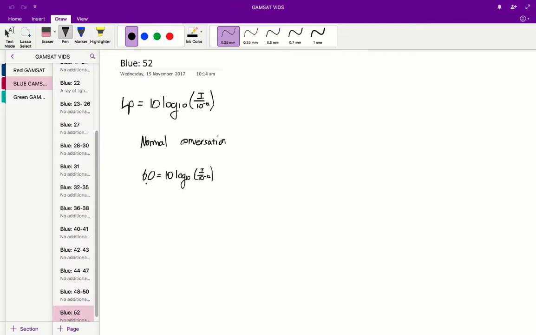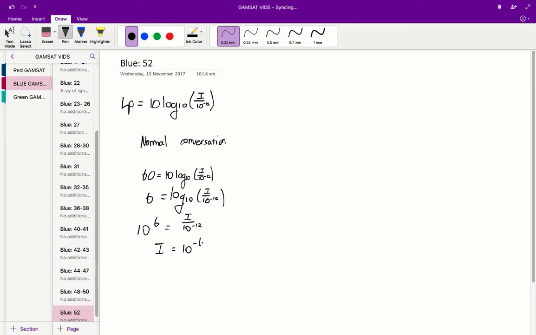So therefore, 60 is equal to 10 log 10 of I on 10 to the negative 12. So basically, we just solve this, nice and simple. We get 10 to the 6 is equal to I on 10 to the negative 12. So therefore, I is equal to 10 to the negative 6.